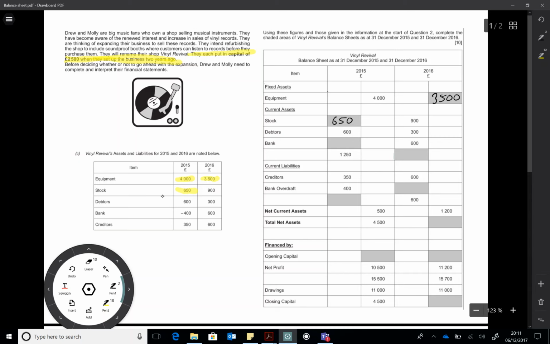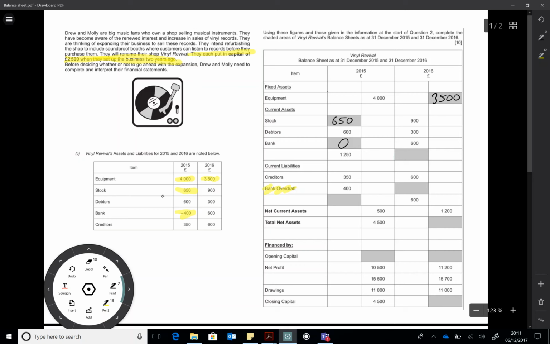However, now we need to look at our bank. Remember, our current assets are things that we own. And in this case, we have a negative number. Therefore, we don't have any money in the bank in 2015, so we put a 0. And we use that negative £400, and we can check that as it shows that we have a bank overdraft of £400 to cover that debt.